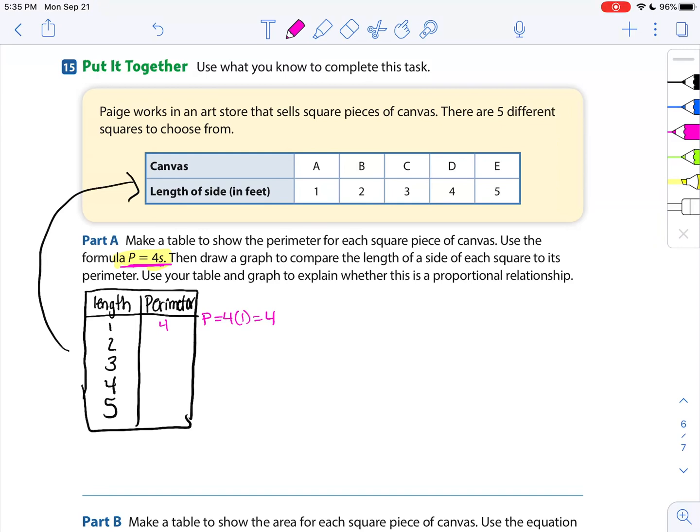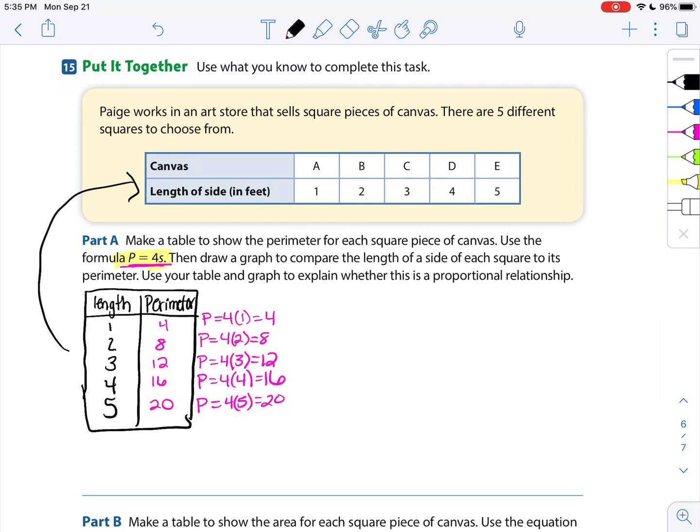For a side length of 2, P equals 4 times 2, which is 8. So when the length is 2, the perimeter is 8. For a side length of 3, P equals 4 times 3, which equals 12. P equals 4 times 4, which is 16. And P equals 4 times 5, which is 20.